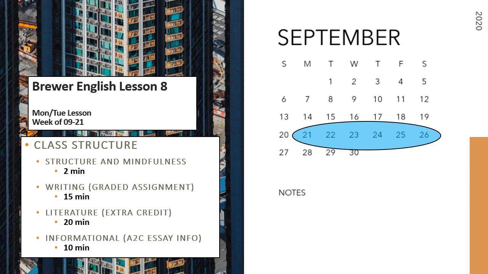This is English lesson number 8 for A2C English. We're going to talk about some interesting things today. We're going to look at assignment number 2 for the writing assignment. We're going to look at chapter 2 of The Great Gatsby. It won't take 20 minutes like it says on this slide. It will probably take 2 minutes because I will record that separately.